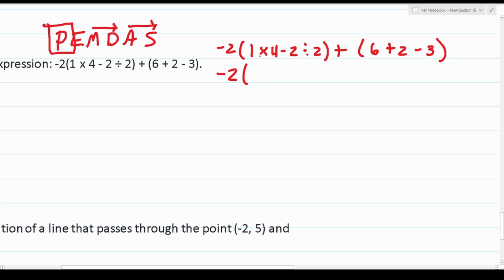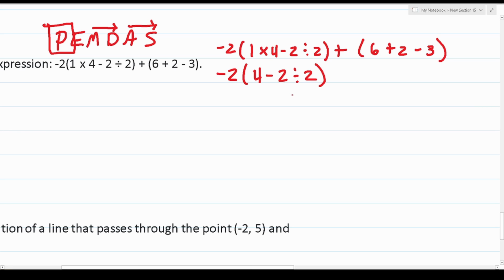In this first set of parentheses, we have multiplication, subtraction, and division. According to the order of operations, we do multiplication and division before addition and subtraction. And more specifically, we do multiplication and division as they appear from left to right. Multiplication happens to come first, so I'm going to work this out first. This is 1 times 4, which is just 4 minus 2 divided by 2.